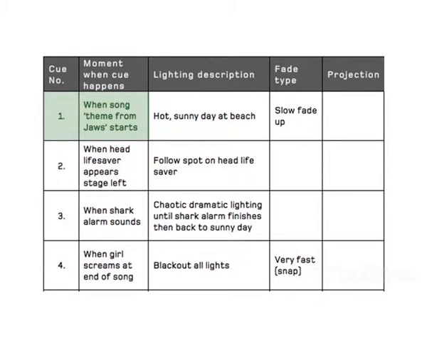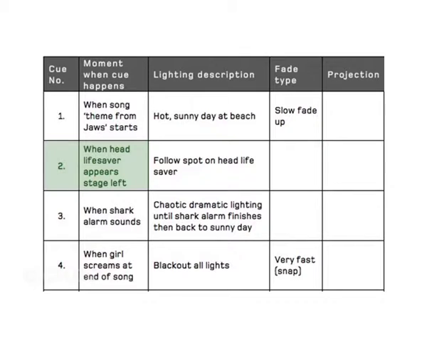Now let us see one more example of a lighting cue sheet. Cue number 1, movement when the cue happens, that is when the song theme from Jaws starts. There the lighting description is a hot sunny day at the beach. Now the fade is a slow fade.